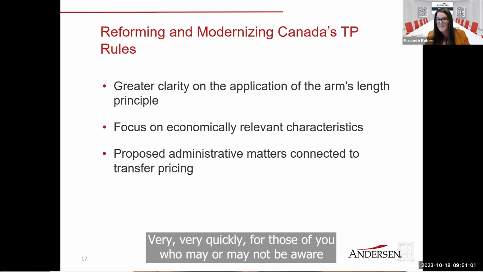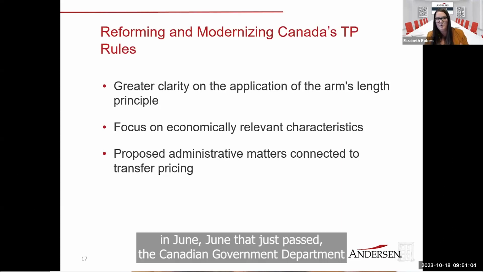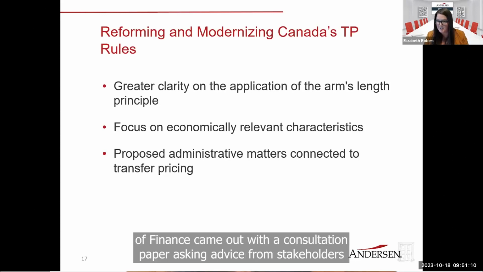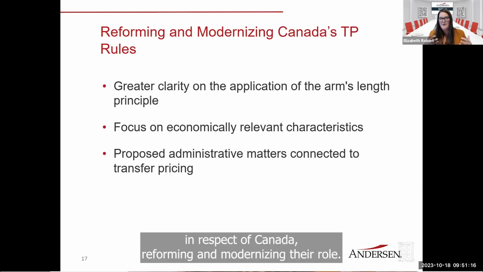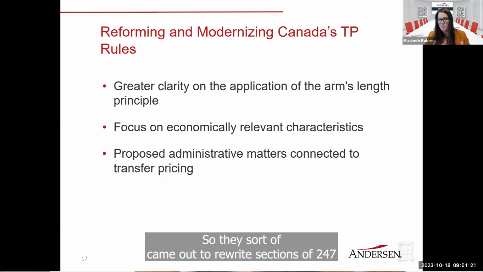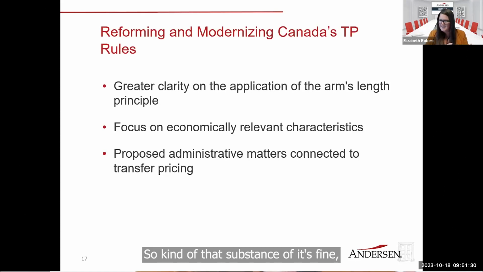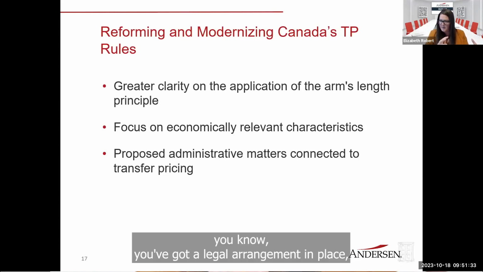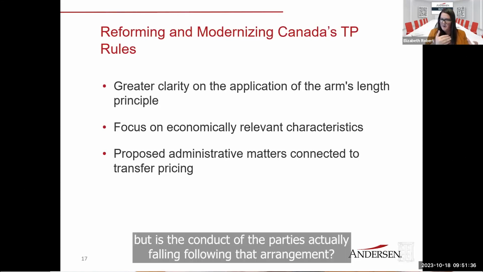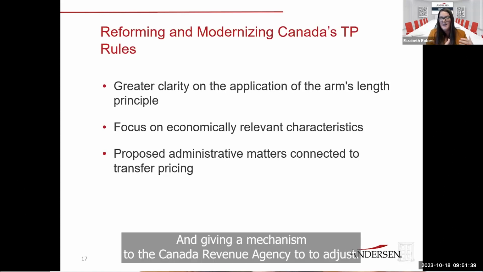For those of you who may or may not be aware, in June that just passed, the Canadian government Department of Finance came out with a consultation paper asking advice from stakeholders in respect of Canada reforming and modernizing their TP rules. So they came out to rewrite sections of 247 with a bigger focus on economically relevant conditions. It's fine that you've got a legal arrangement in place, but is the conduct of the parties actually following that arrangement? And giving a mechanism to the Canada Revenue Agency to adjust.